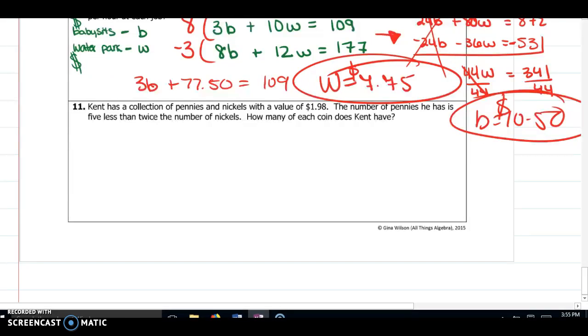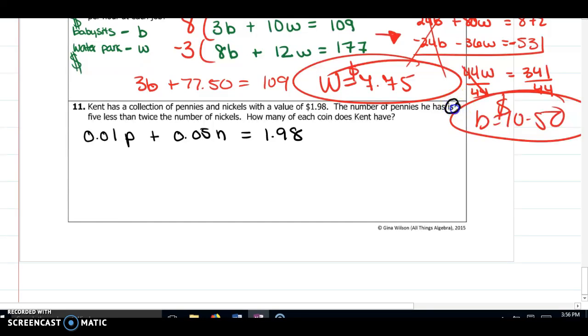So it says Kent has a collection of pennies and nickels with a value of $1.98. Well, we know pennies are 1 cent. So we have 1 cent pennies plus 5 cent nickels, and altogether it made $1.98. We have to use how much each coin is worth because we're talking about money in the end and how much money.